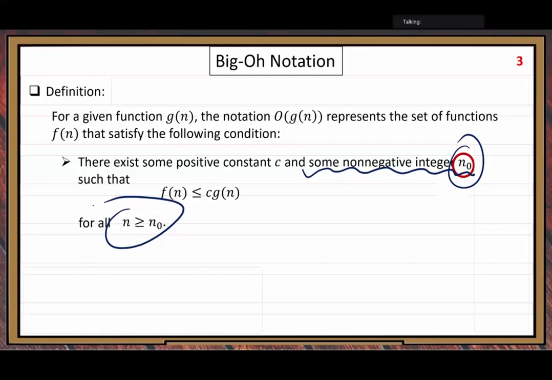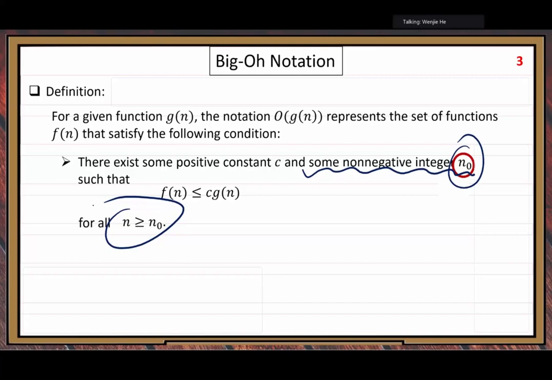So that's something interesting. That's the first thing. The second thing: how do you choose this n naught constant? For some non-negative integer n naught.